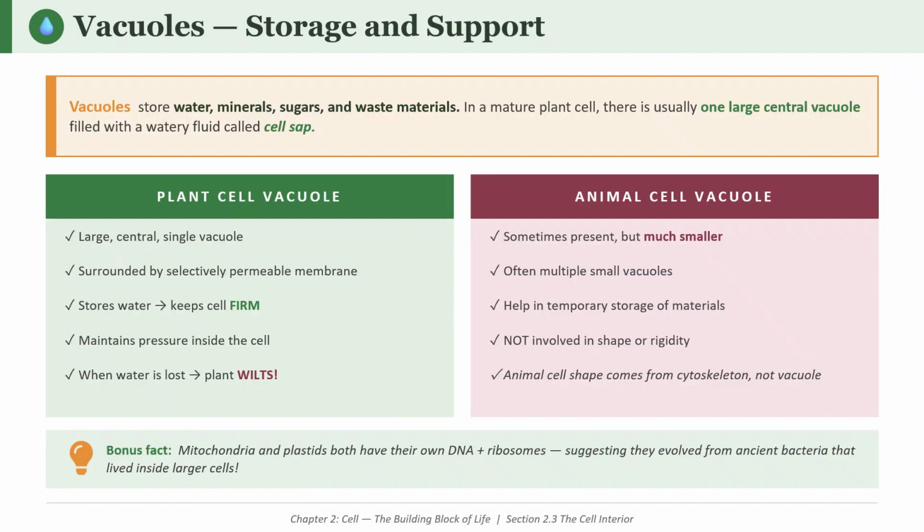So next we are going to see about the vacuoles, storage and support. See, vacuoles are storage sacs filled with cell sap. So plant cell vacuole and animal cell vacuole, some differences I have given here. Usually when we take this plant cell, it has one large central vacuole. Already we have seen in the diagram, right? So what is its function? It stores water, minerals and sugars, maintains turgor pressure, and keeps the plant firm.